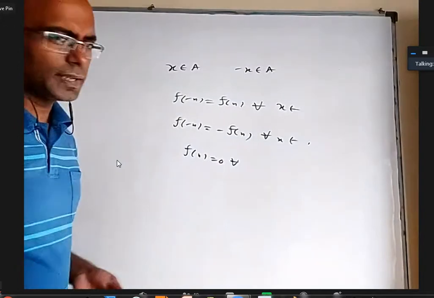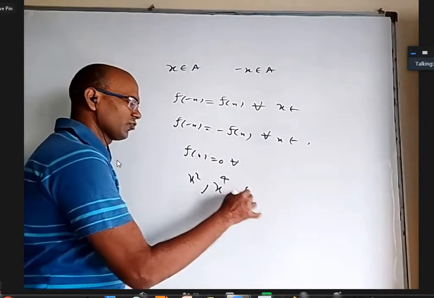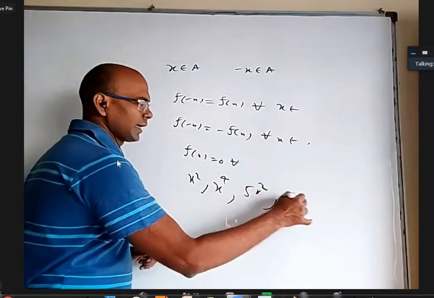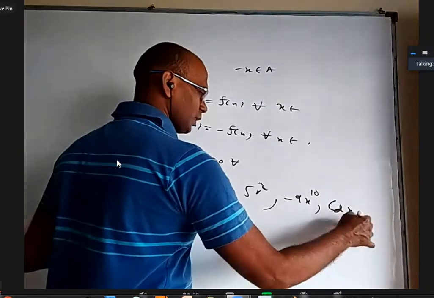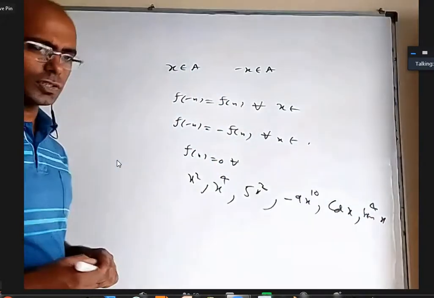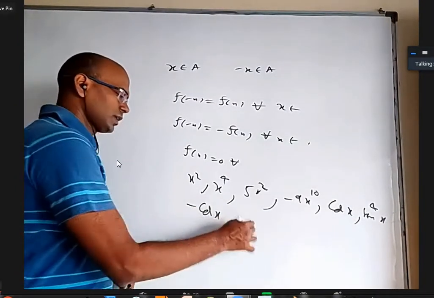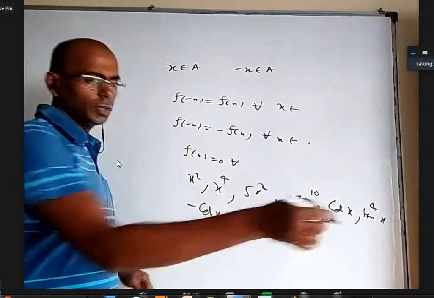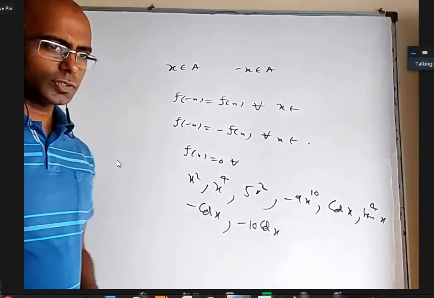I gave some simple examples for even functions like x square, x power 4, 5x square, minus 9x power 10, or cos x, or sine power 4x. And all these functions, for that matter, even minus cos x or minus 10 cos x, we replace x with minus x, no change in all these functions. So they're all called even functions.